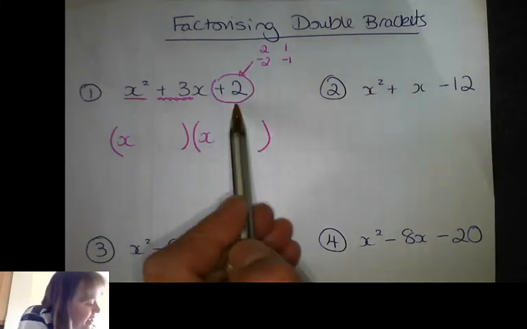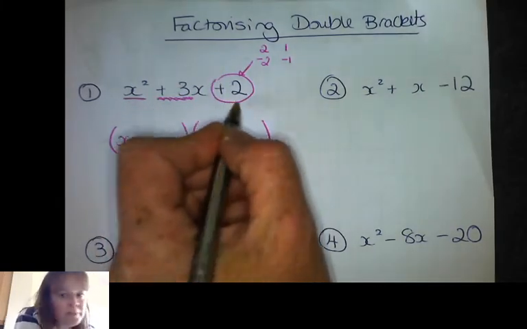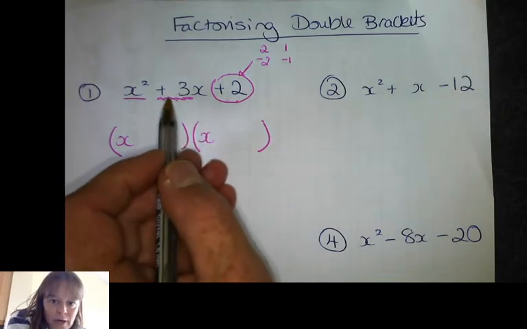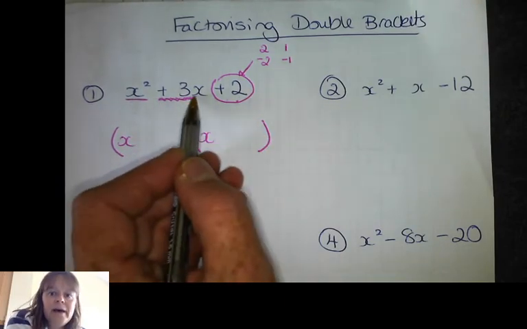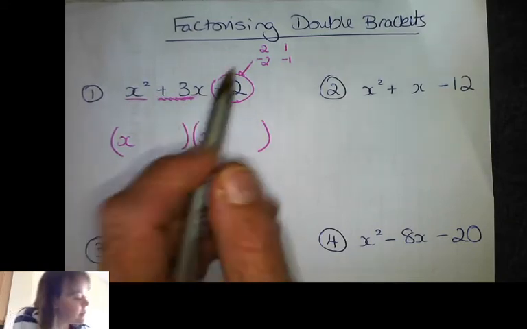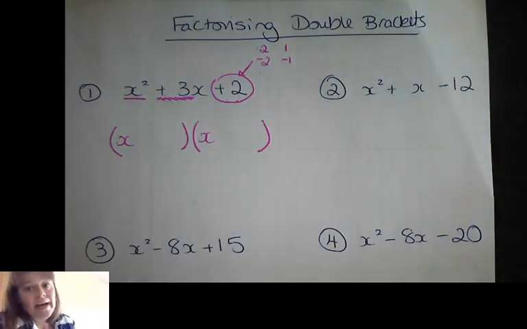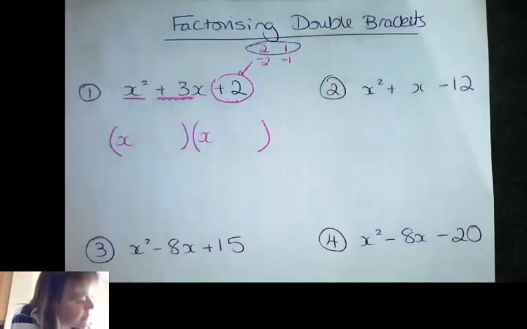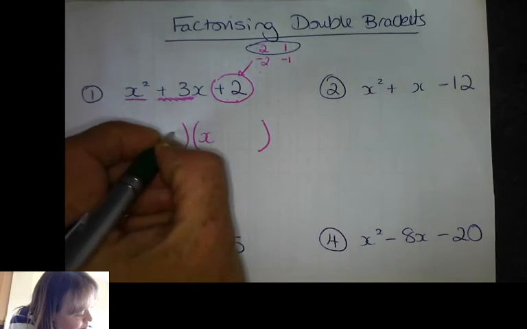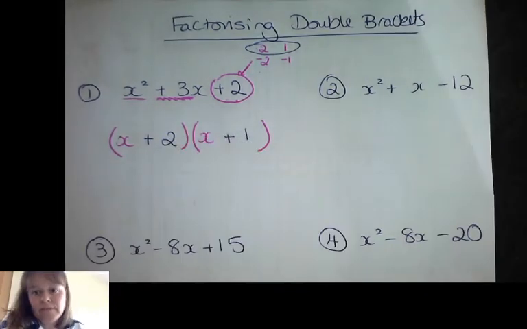So I've written down everything I can think of that multiplies to give me positive 2, and now I need to select the pair that adds up to positive 3. Okay, so out of this pair, which pair adds up to positive 3? So I think it's this one, positive 2 and positive 1. So in my bracket, I put positive 2 and positive 1.